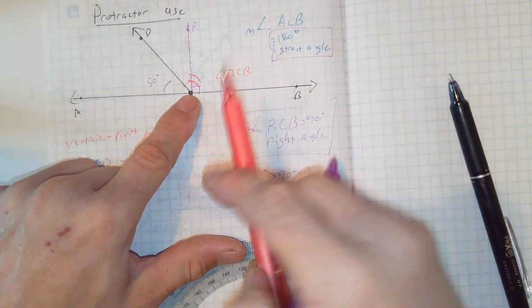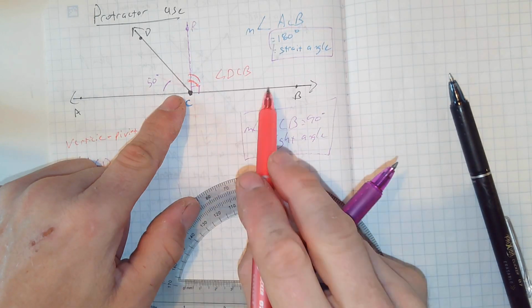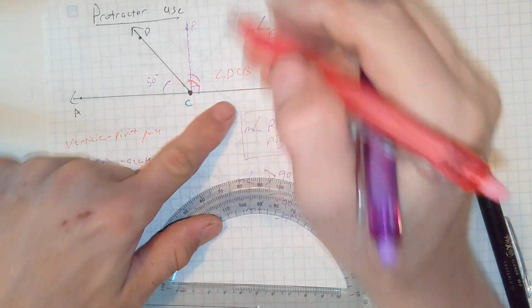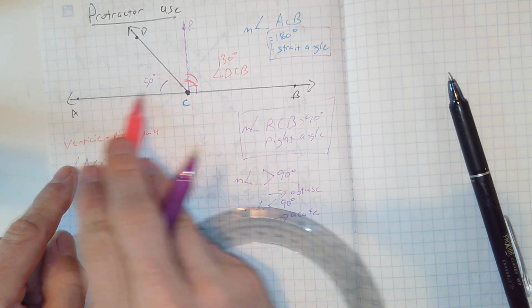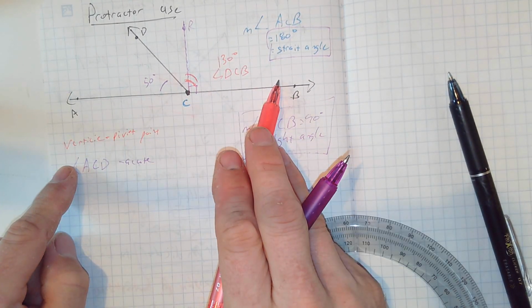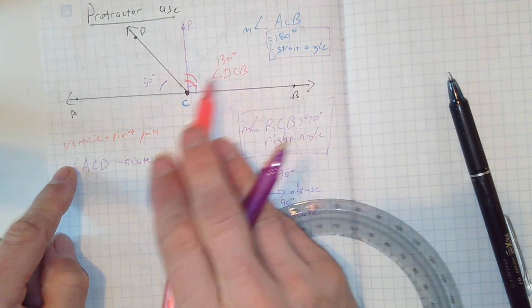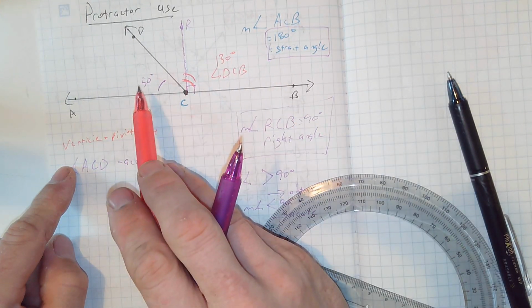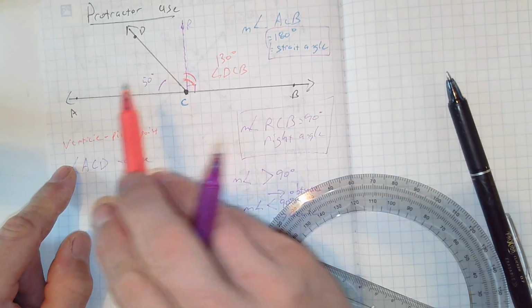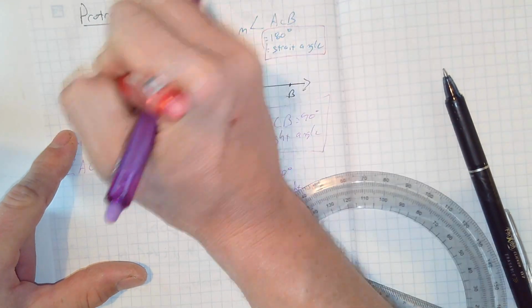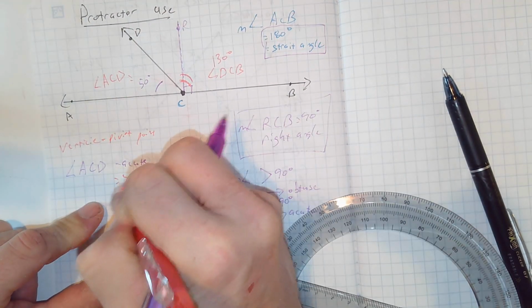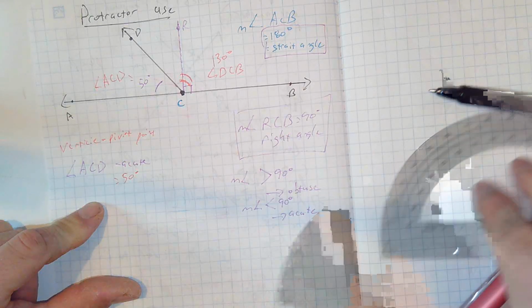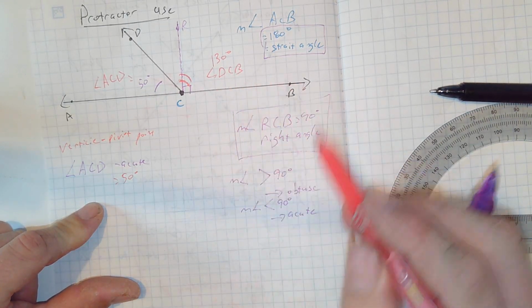This red angle, angle DCB, has to add up to 180, right? So it's got to be 130 degrees, because this whole thing, ACB, was 180 degrees, a straight angle. This angle is 50 degrees. We'll say this angle is angle ACD, and that equals 50 degrees. And angle DCB is 130 degrees.